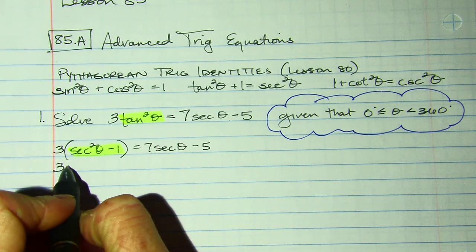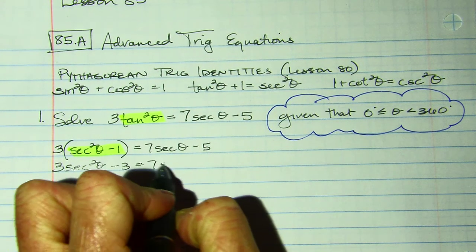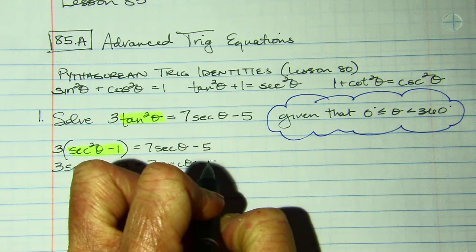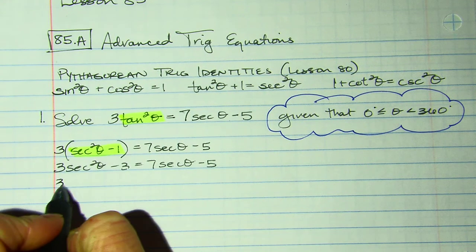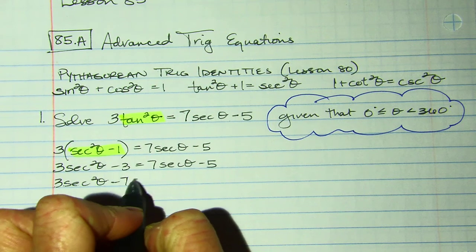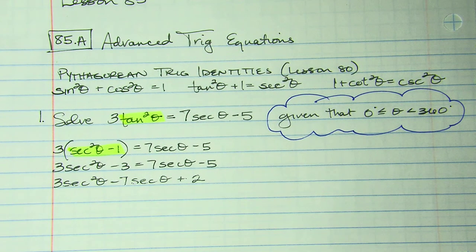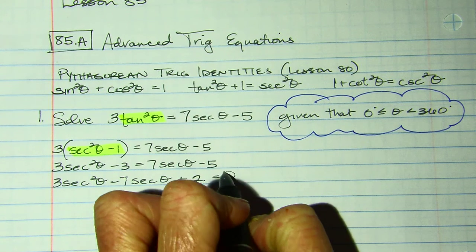So 3 secant squared theta minus 3 equals 7 secant theta minus 5. So I'm going to get it all on one side. So 3 secant squared theta minus 7 secant of theta plus 2, right? Because I would have to add the 5, equals 0.